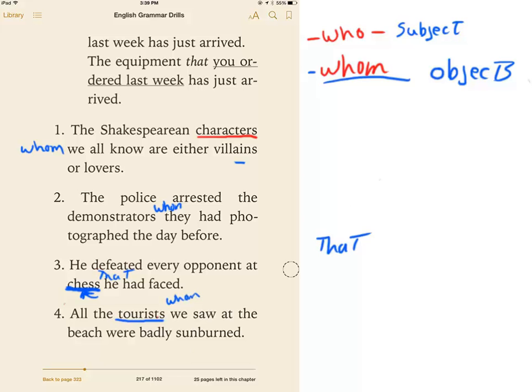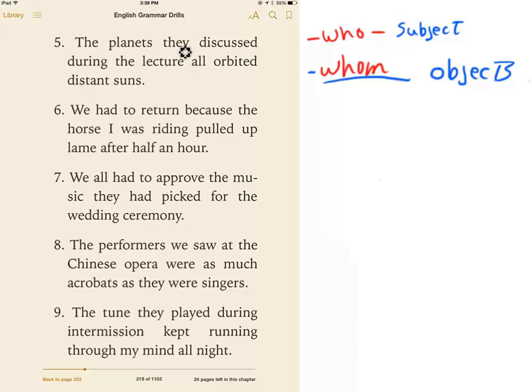Okay, so let's do one more together. We'll do 5, because there are 20 of them total. Number 5: the planets they discussed during the lecture all orbited distant suns. The planets they discussed, so which planets, antecedent planets. Obviously, it's not a person, so we have to use the word that. The planets that they discussed during the lecture all orbited distant suns.